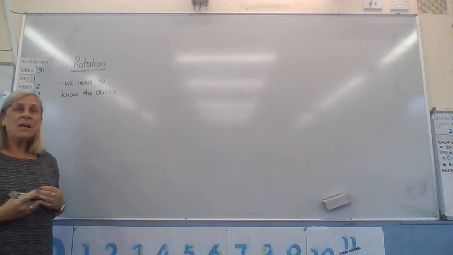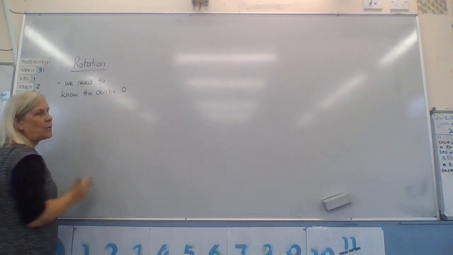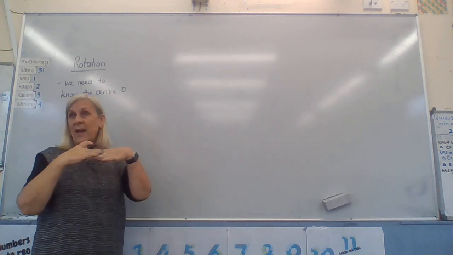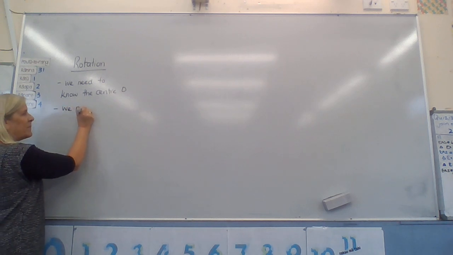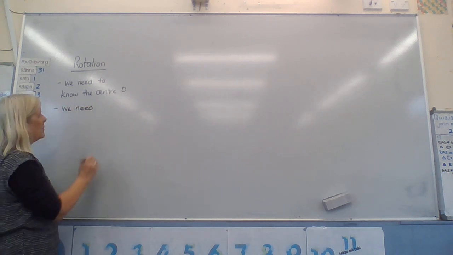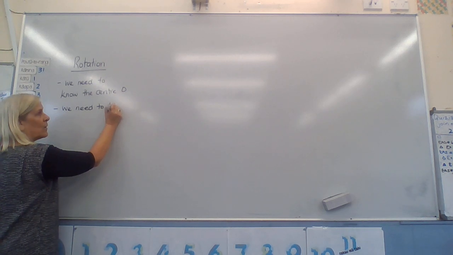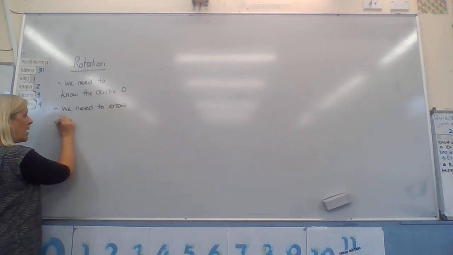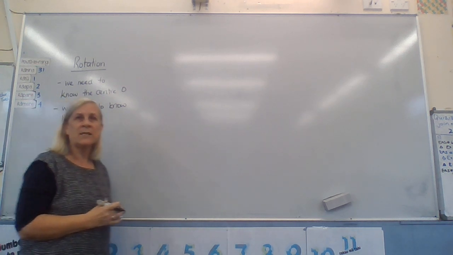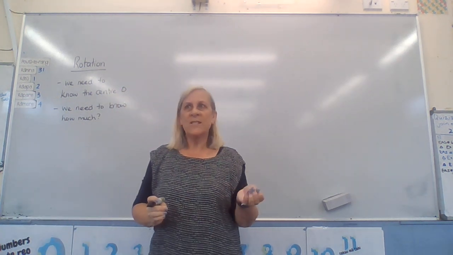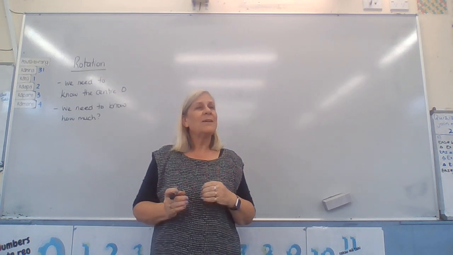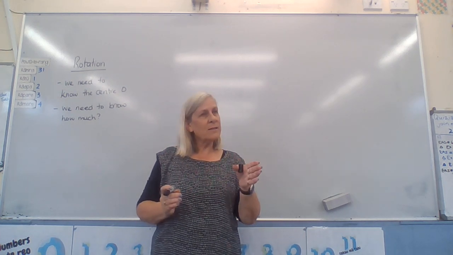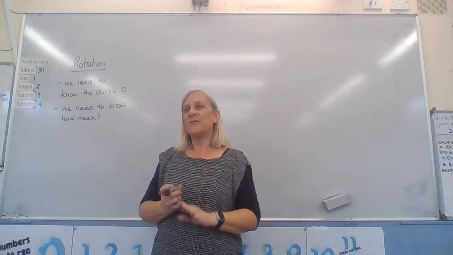So we need to know the centre. We generally call this 0, just because it's the centre of our axes. And we need to know by how much. What do we measure how much in when we're rotating? Ollie? Degrees, good. We can measure it in one other thing, the simpler version: fractions of a turn.